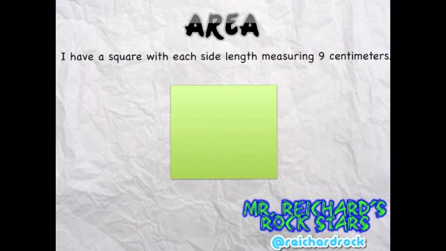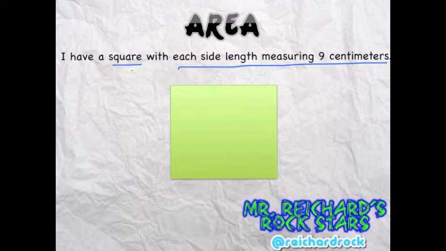That will help you figure out that the area is the number of square units that it takes to cover a surface. Now, this is a very common problem, guys, and one that a lot of people get messed up with. I actually put a square here today, but in the future, you may not have a square in your area. It says I have a square with each side length measuring 9 centimeters. A lot of people will freeze up immediately because they only see one number here.